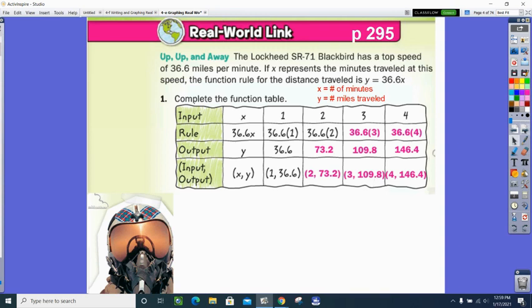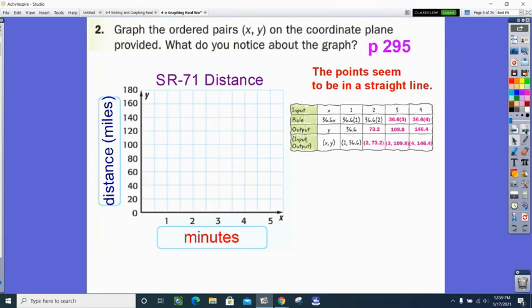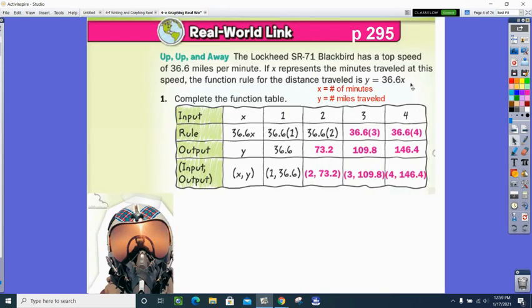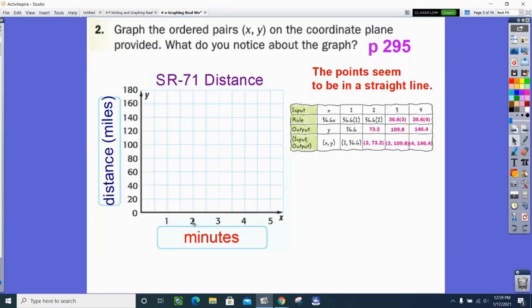Okay, let's talk about graphing this one. The first thing, your book is lousy at this: make sure you put a title. So I put SR 71 distance. Remember that when we defined our variables for this rule, X was the number of minutes, Y is the miles traveled. Those are your labels on the axes. So there's the minutes, there's the distance traveled in miles.